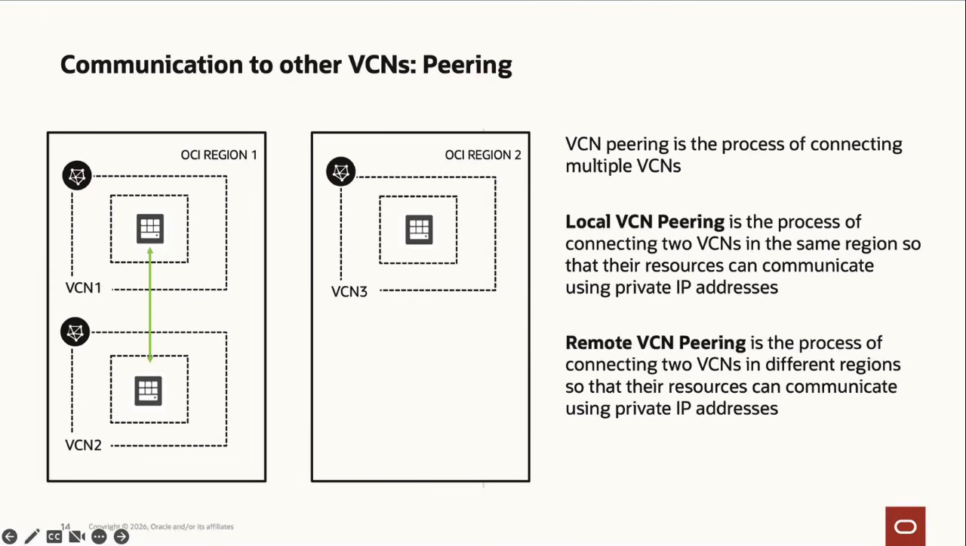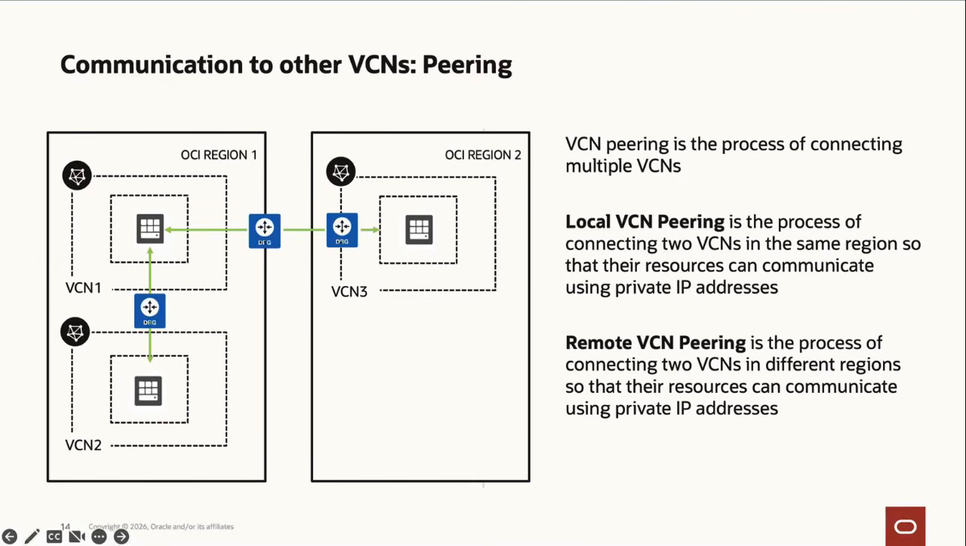Another type of peering is remote VCN peering. That is the act of connecting two VCNs in two different regions. As you can see here, we are doing a remote VCN peering on VCN1 and VCN3 located in different regions. So they're using their private IP addresses to communicate with each other.